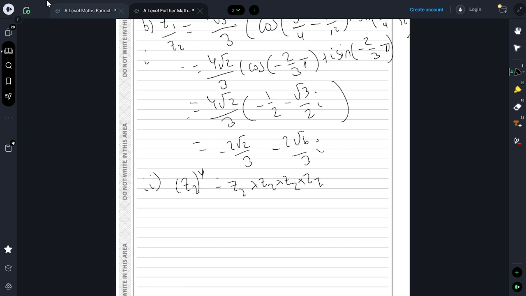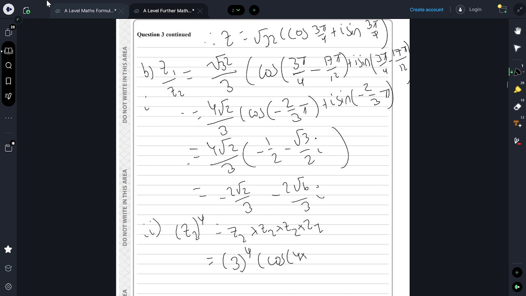Now, if you remember, if you times two complex numbers, kind of like the reverse, you are going to times the modulus, the lengths together, and you're going to add the arguments. Now, if we're timesing it 4 times, we're going to have to times the argument, 4 times, and then we're going to do cos of 4 lots of the angle, which was 17 pi over 12, plus i sine 4 times 17 pi over 12.